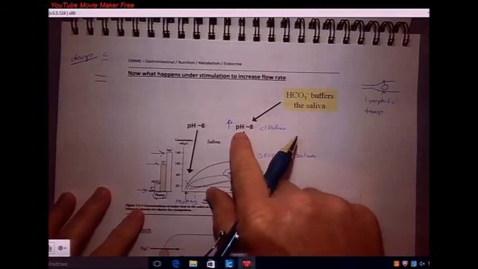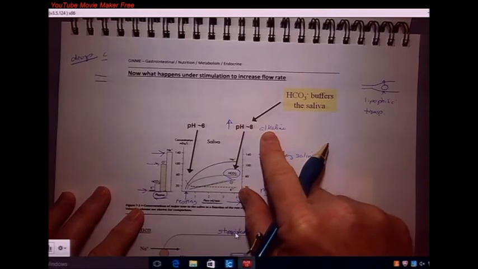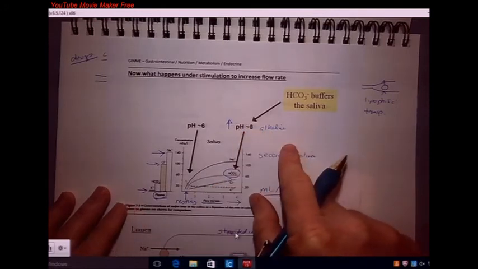5.5. So what does acid do to your enamel? It degrades it, breaks down the enamel. So by increasing the pH, we're going to help neutralize that acid.